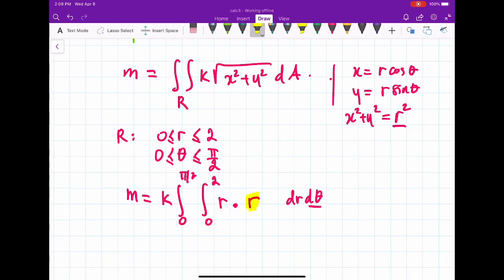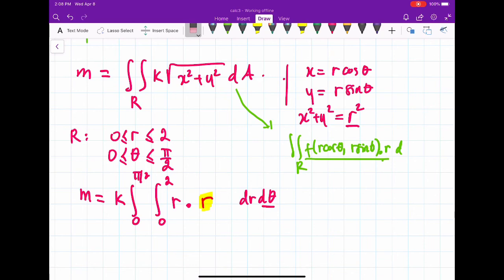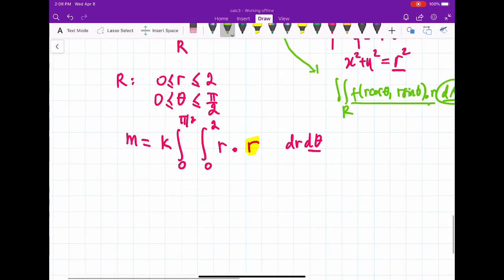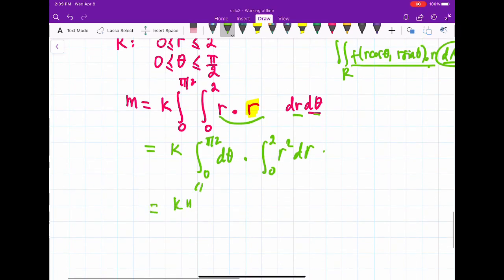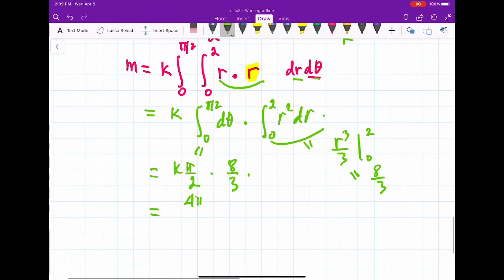Because when you rewrite this in the form of polar coordinates, you would have f of r cosine theta, r sine theta, and times r, don't forget that, together with the dA right here. Okay, so that is r squared, times k, but r and theta are independent in this case. We can separate the function. So this integral is just integral from 0 to pi over 2 d theta times integral from 0 to 2 r squared dr, right? The first integral is equal to pi over 2. The second integral is r cubed over 3 evaluated from 0 to 2. So that is 8 over 3. So times 8 over 3. Overall, we get 4 pi k over 3.